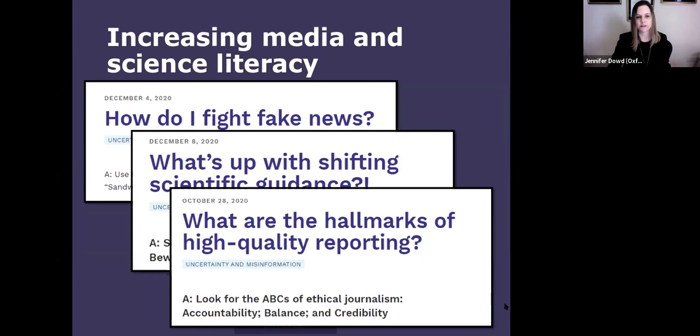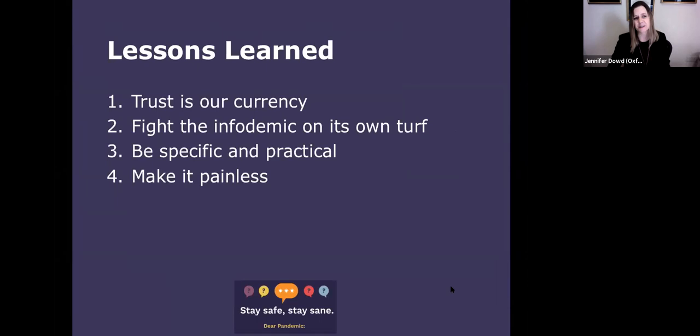So just to sum up really quickly, things that I've learned, though it'll be really fun to talk about more specific examples: trust has been something that we didn't anticipate being so important, but with all the nuances and challenges of the data that's come out, I think that's been really important. We're meeting people where they are on social media. But we've learned to be specific and practical, which is not something academics are well-trained to do, and just make it very plain and easy for people to interpret.